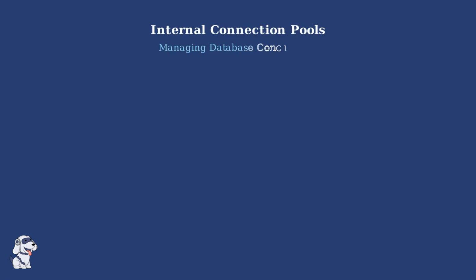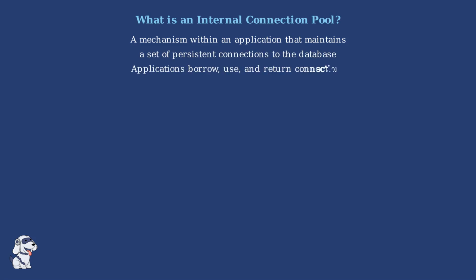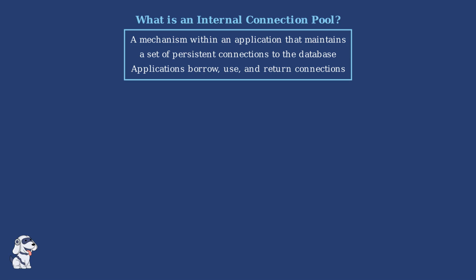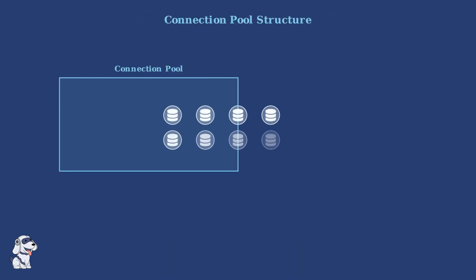Internal connection pools are a crucial mechanism for managing database connections efficiently in applications. They help control concurrency and prevent database overload. An internal connection pool is a mechanism within an application that maintains a set of persistent connections to the database server. Instead of creating new connections for each request, applications borrow existing connections, use them, and then return them to the pool. Here we can see the structure of a connection pool.